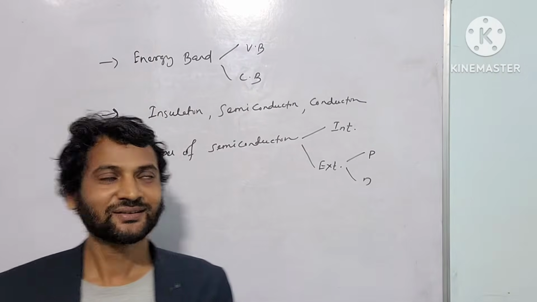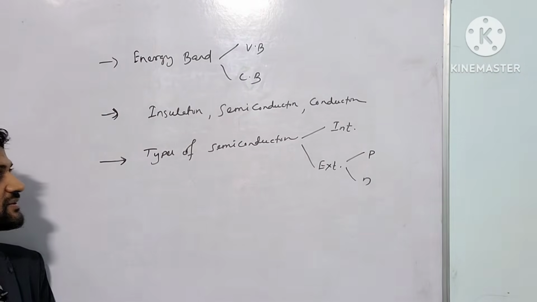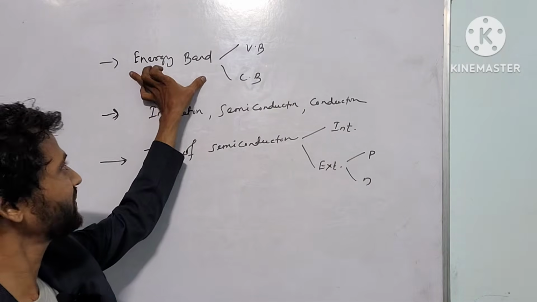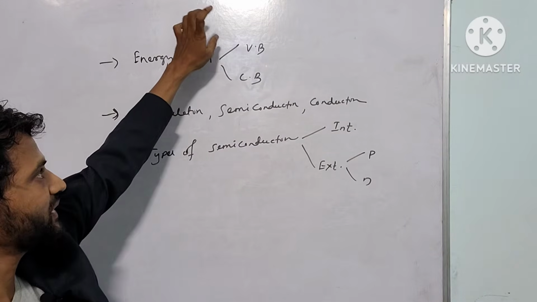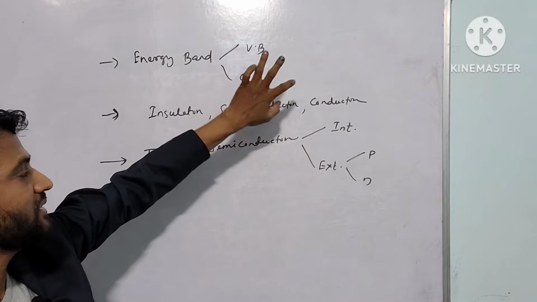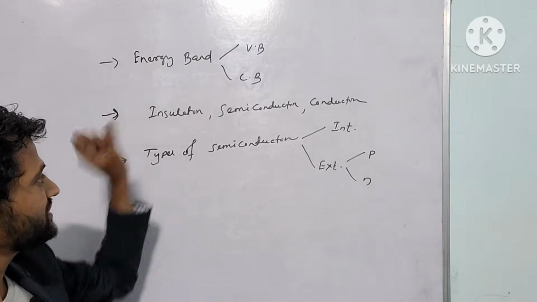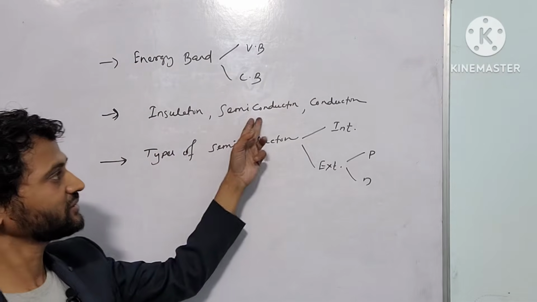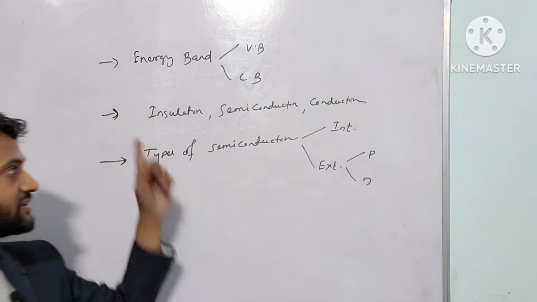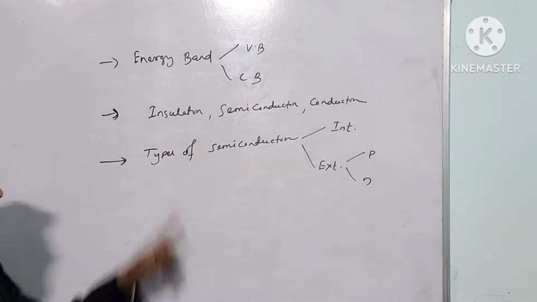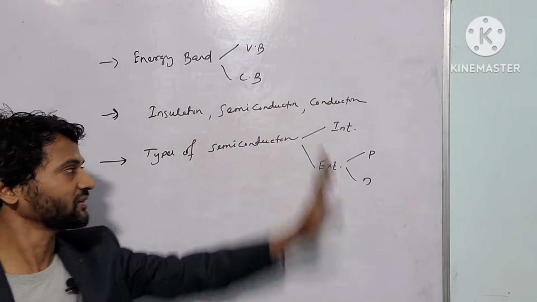Hello students, good evening. In this lecture, I am going to discuss the concept of energy band and the types of energy band, like valence band and conduction band. What is the difference between valence band and conduction band? Based on the energy band, we'll classify insulator, semiconductor, and conductor. Also, based on resistivity and conductivity, we'll be classifying insulator, semiconductor, and conductor.